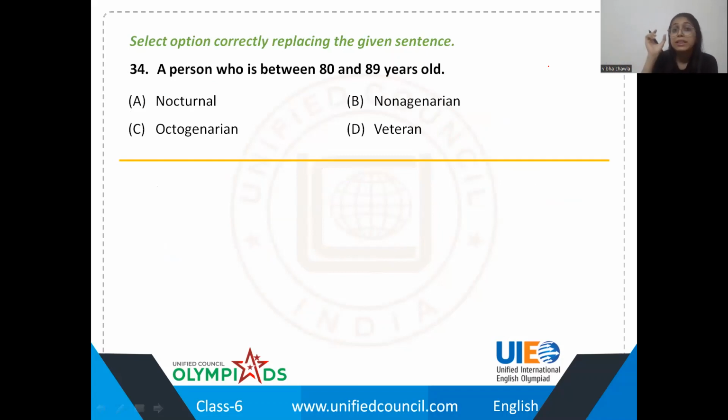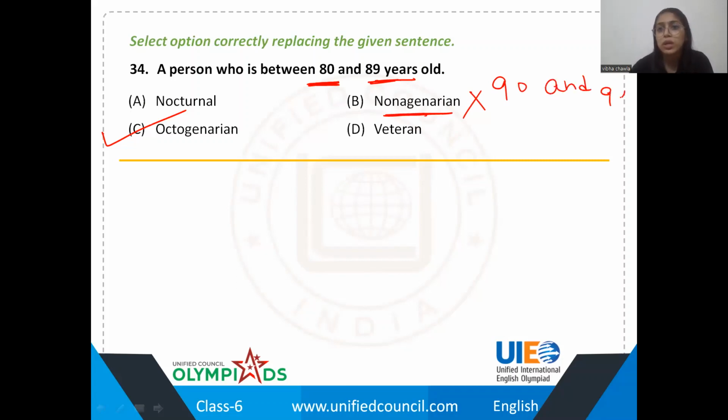Okay, now you have to pick that word which can replace the given sentence. And the sentence is: a person who is between 80 and 89 years old. What do you call such a person who is between this age group? So, such a person is called octogenarian. Okay, 80 and 89, between this age group, octogenarian. If I talk about nonagenarian, a person who is between 90 and 99 years old, okay, is called nonagenarian.